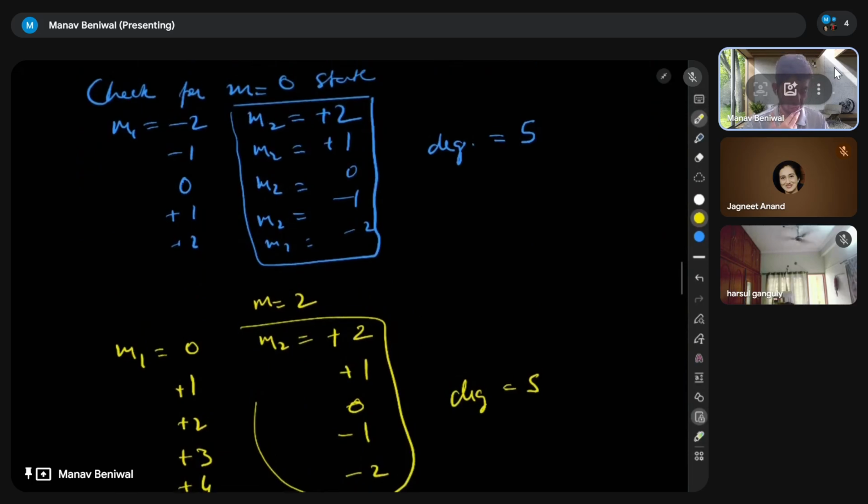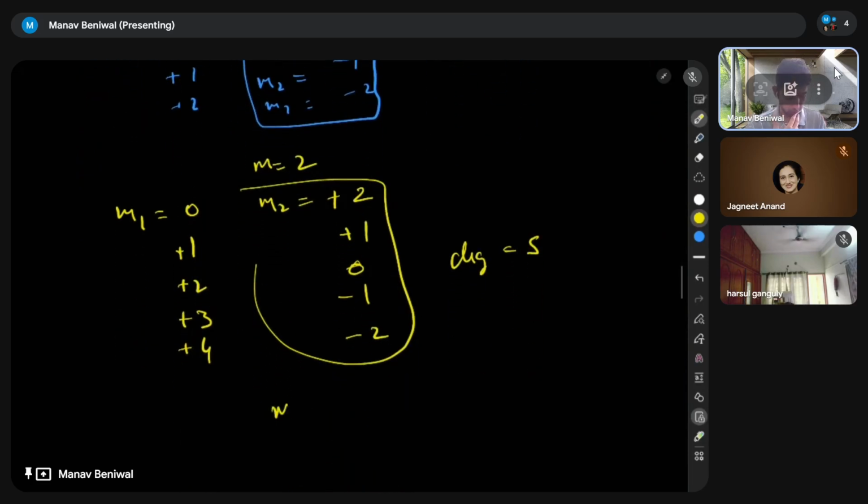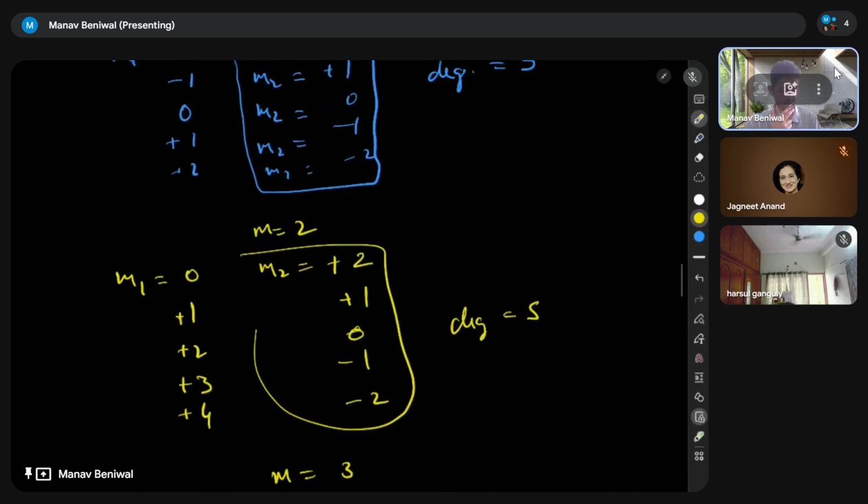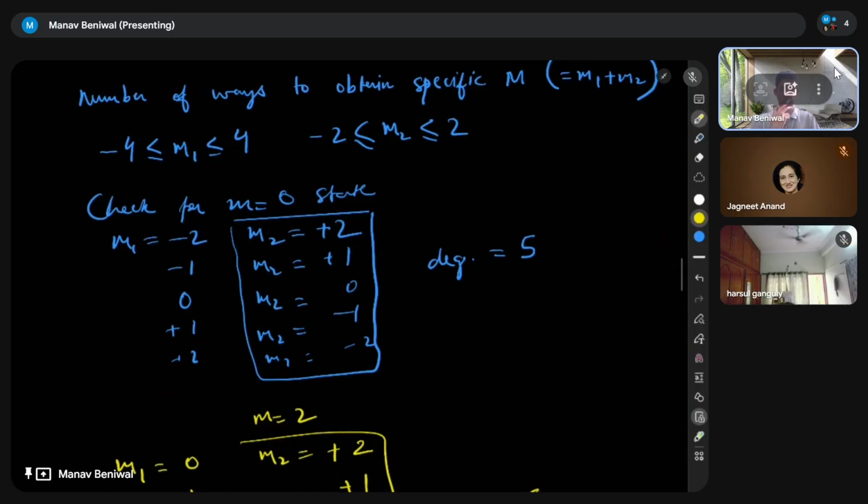But if we go one step higher than 2, for total m equals 3, then we'll start having some problems. When m2 is -2, we will require m1 to be 5, which is not possible. So the degeneracy will only be 4. So the maximum degeneracy is when we have all 5 covered, and that is generally true for the 0 state.